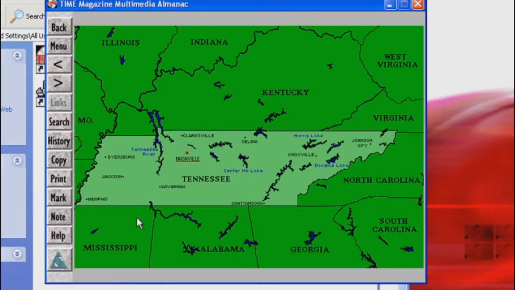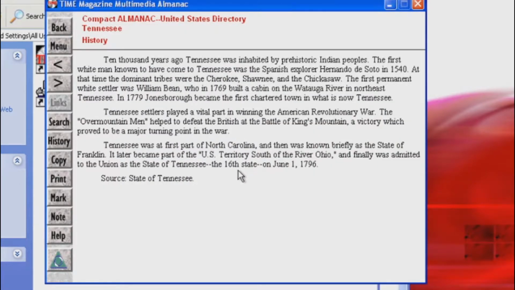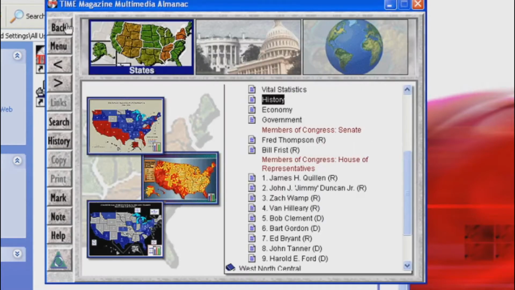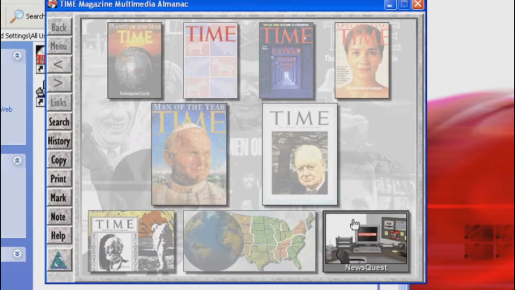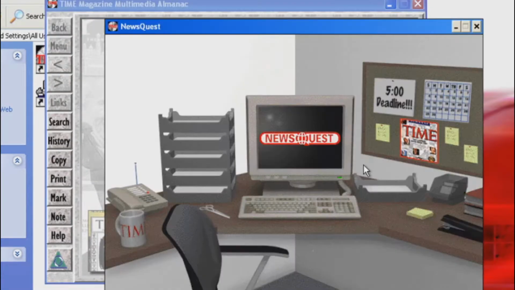There are also some little maps the software has. So here's the state of Tennessee and some history of the state of Tennessee. It's pretty interesting stuff. 10,000 years ago, Tennessee was settled by prehistoric peoples. I can't read this through the preview of this video that's being edited right now, but pretty interesting stuff. There's also this little game right here.